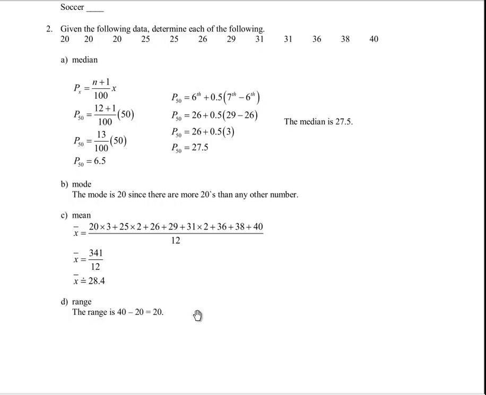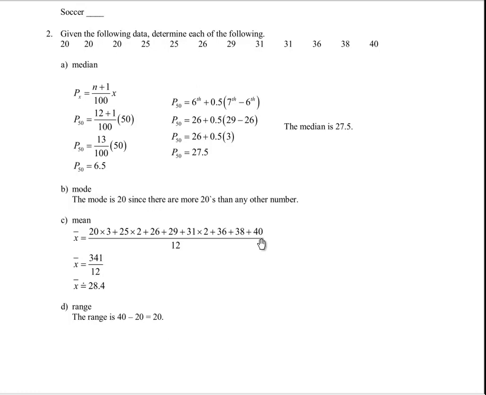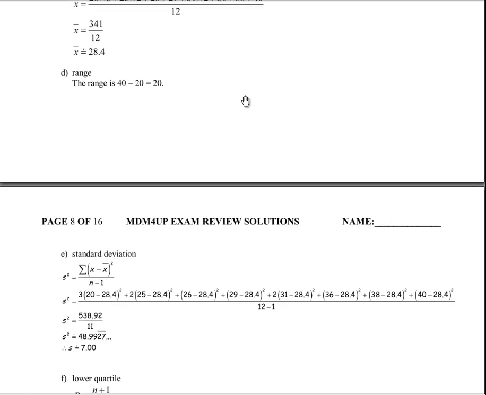The range is the difference between the largest and smallest number. So 40 minus 20 would be 20, so the range would be 20. Flipping over to the next page, some more questions about the same data.